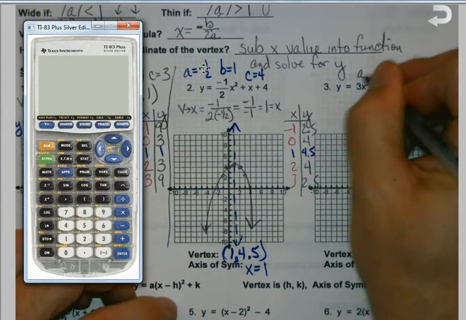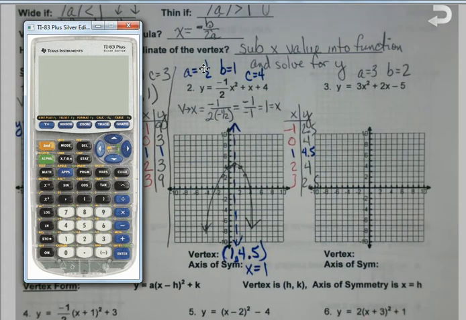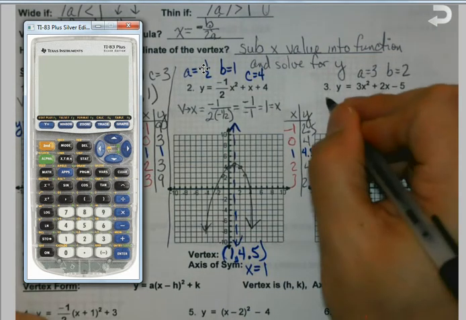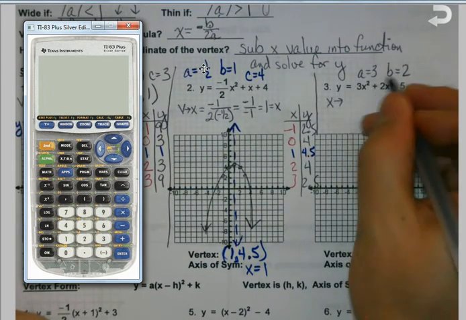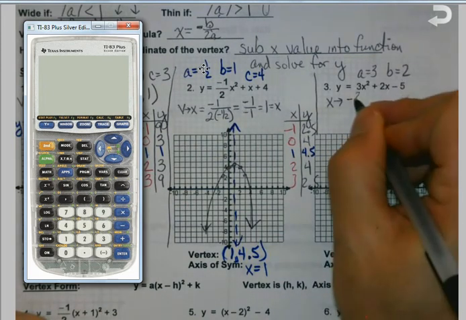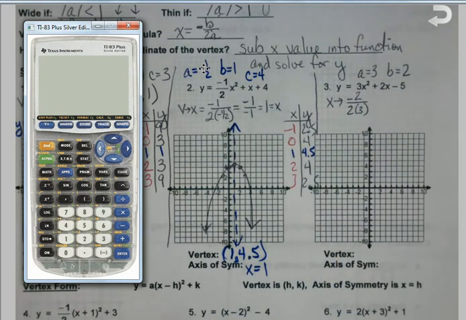So again, for right now, even if I just know my a and b values, I'm going to be in pretty good shape. So 3 and 2. To find my x value, one more time, I'm going to do negative b, so negative 2 over 2 times a. So it looks like negative 2 over 6. So what's negative 2 over 6 reduced to? Yeah, negative 1/3.